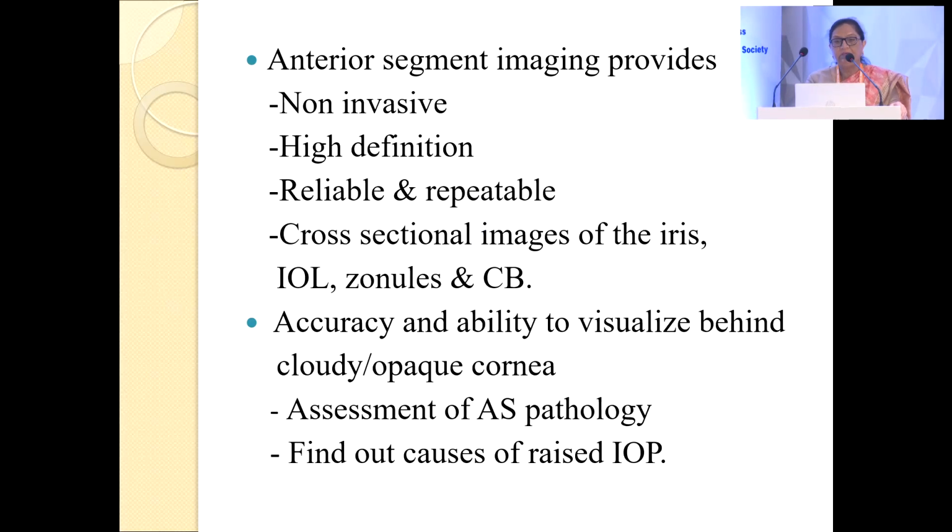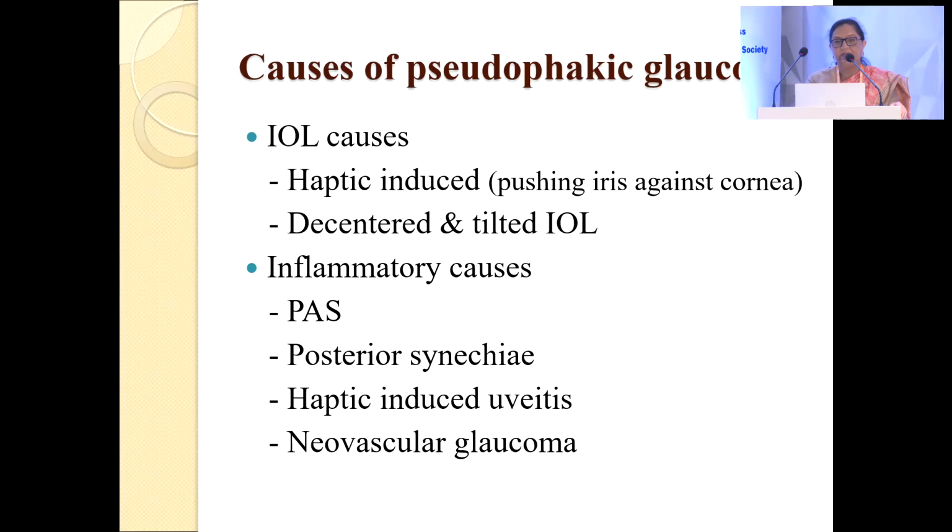Anterior segment imaging provides non-invasive, high-definition, reliable, and repeatable cross-sectional images of the iris, IOL, zonules, and ciliary body. Accuracy and the ability to visualize behind a cloudy and opaque cornea is possible with the UBM, and it allows assessment of the anterior segment pathology and finding out the causes of raised IOP.